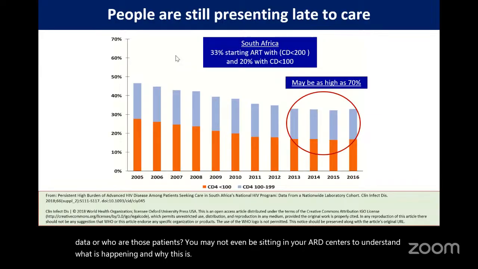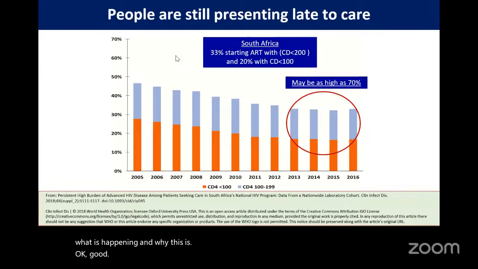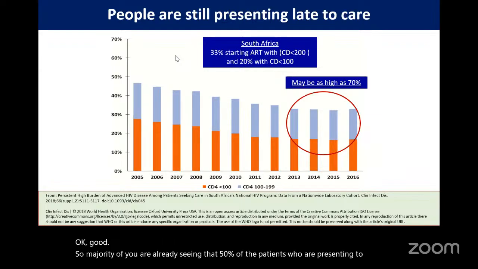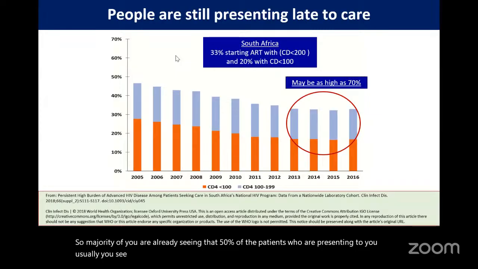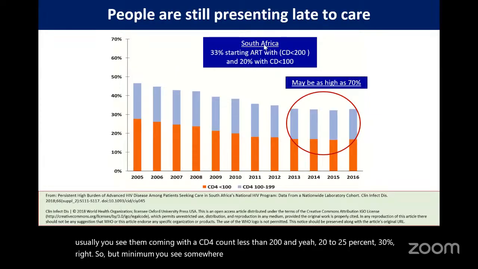Okay, good. So majority of you are already saying that 50% of the patients who are presenting to you, usually you see them coming with a CD4 count less than 200. And 20 to 25%, 30%, right? So, minimum you see somewhere between 25 to 50% is the range that we have seen, at least from the responses that have been given.